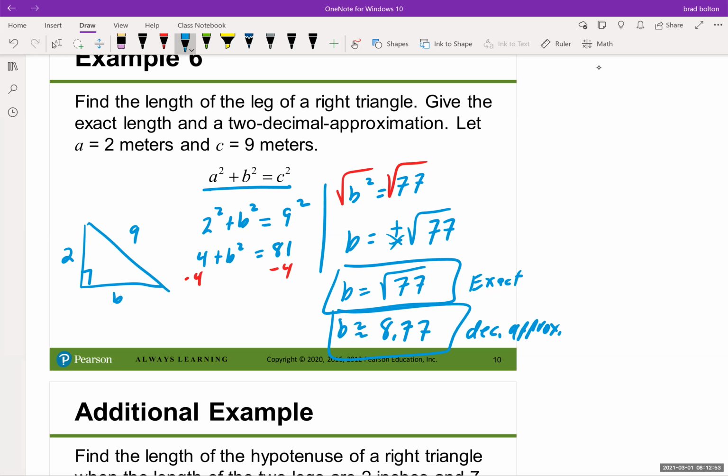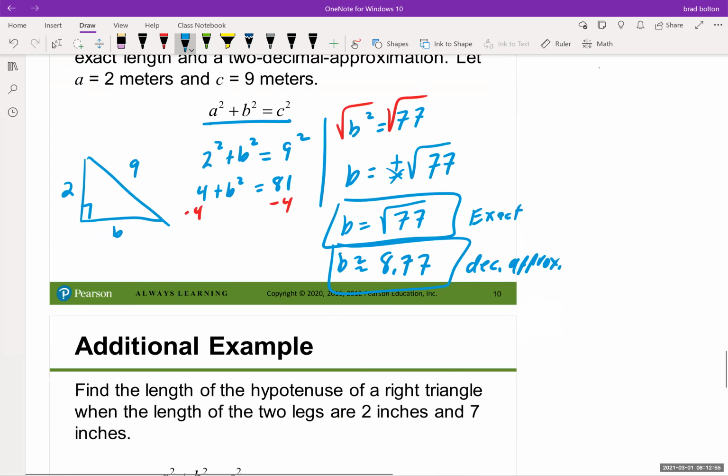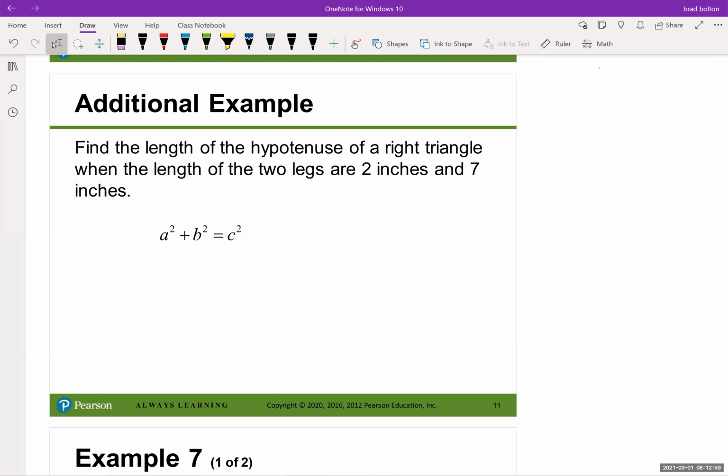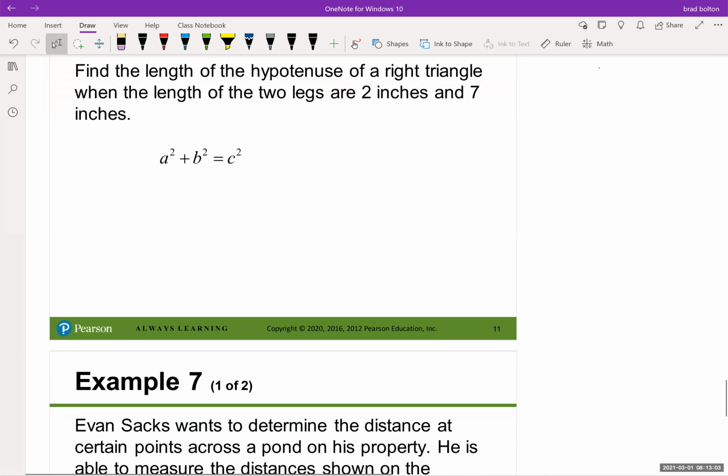Okay, so let's come over here and look at another one. This time it says find the length of the hypotenuse of a right triangle when the length of 2 legs is 2 and 7 inches. So pause the video and give this one a shot. Just make sure you know how to do the Pythagorean theorem decently.